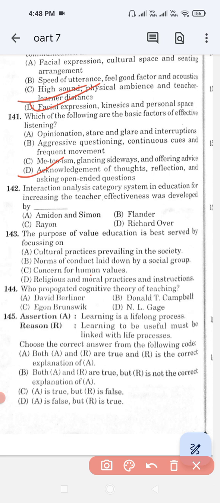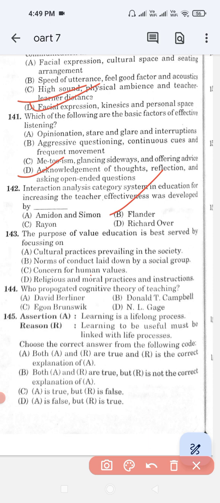Now question number 142. Interaction analysis category system in education for increasing the teacher effectiveness was developed by. Option A, Hamilton and Simon. Option B, Flanders. Option C, Rayon. And option D, Richard Over. So option B, Flanders is the correct answer.